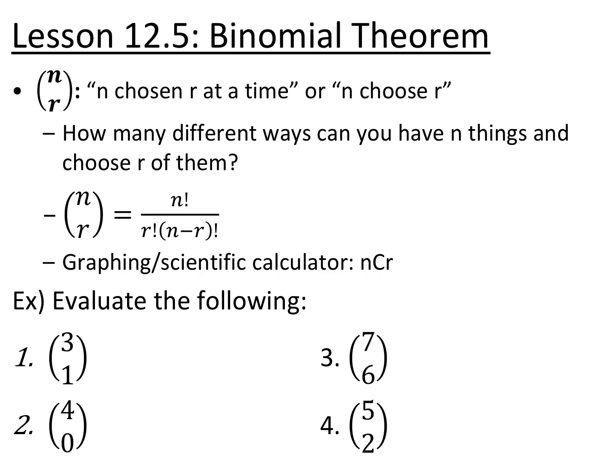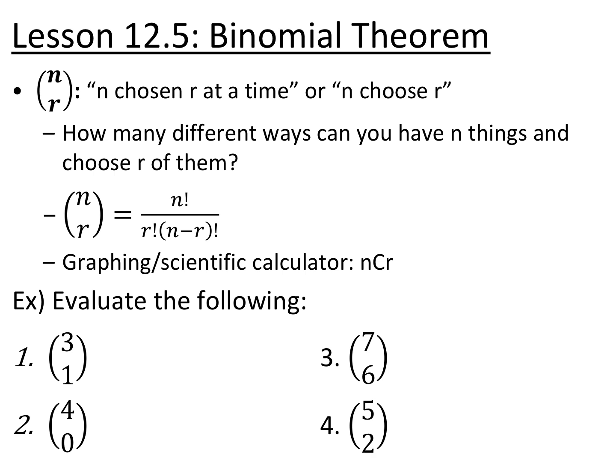Lesson 12.5 is the binomial theorem. Before we discuss the binomial theorem, we need to talk about this notation, n choose r. So you have the parentheses and then a number above another number. It's not a fraction. It means n chosen r at a time, or n choose r, which means how many different ways can you have n things and choose r of them.